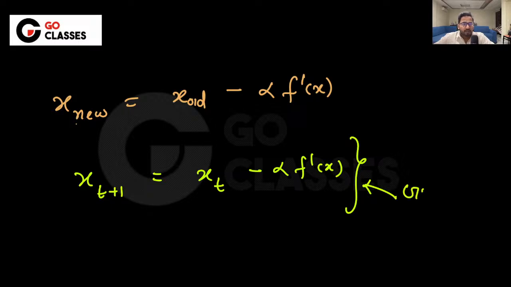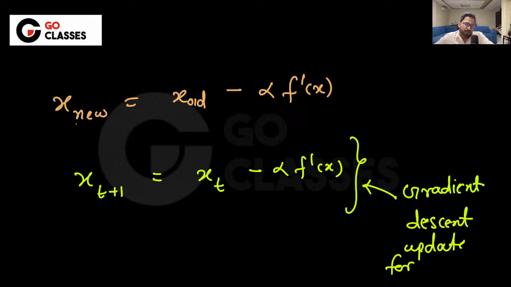This is the fixed gradient descent update formula. Okay, this is called the gradient descent update formula. Is this fine to everyone? Okay, great.